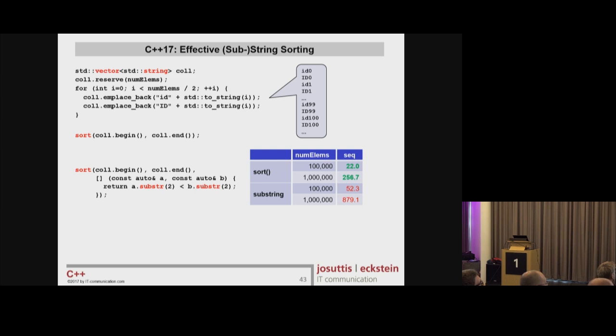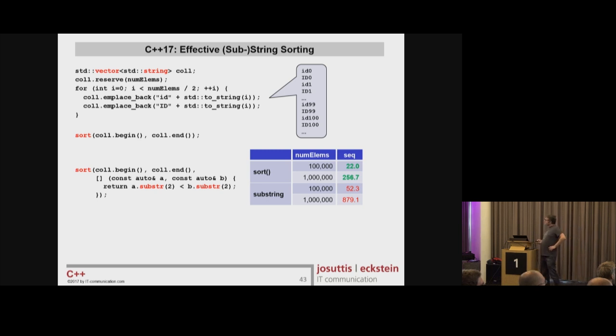We would say, let's use a substring of the string. The problem is the substring function for a string creates a new temporary string, and even if you have short string optimization so that no heap memory is involved, that is complicated, or that takes too much time and effort, so that we more than double the time of this sorting by just ignoring the first two characters.